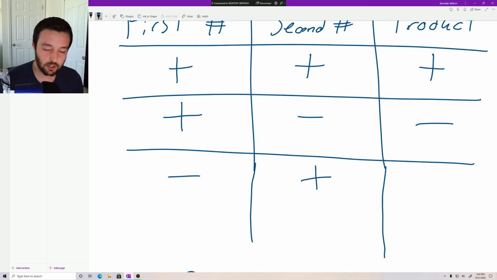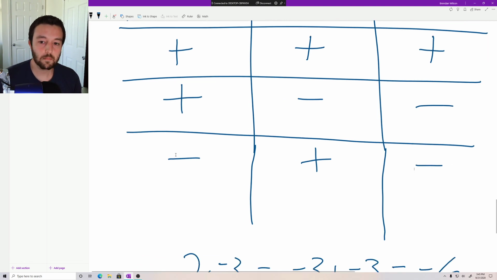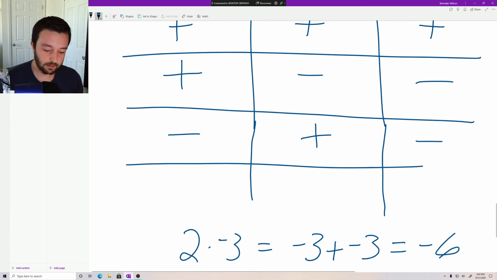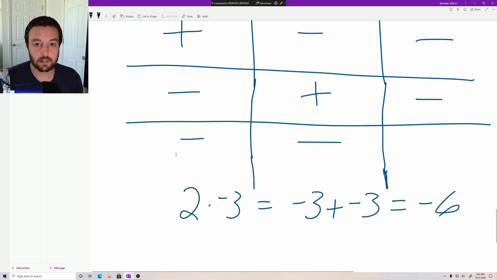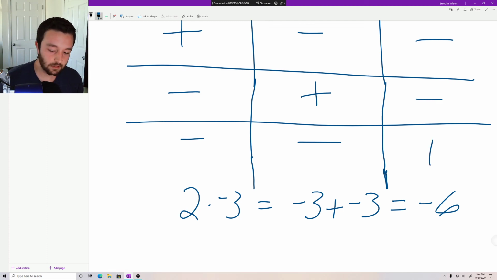The other direction shouldn't make any difference because the order you do multiplication in doesn't matter, right? 2 times -3 is the same thing as -3 times 2. So a negative times a positive is also a negative. Lastly, what if we have a negative and a negative? I've mentioned a few times that they cancel each other out. And that's what happens here. If you have a negative times a negative, you end up getting a positive.